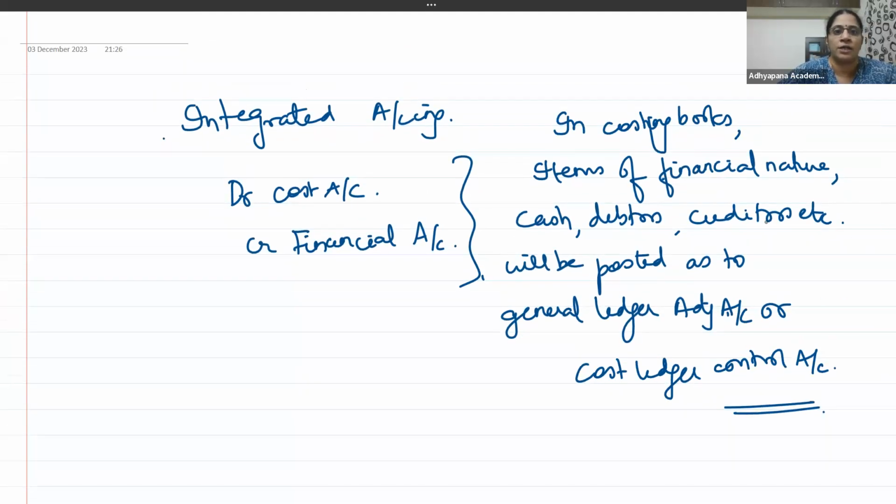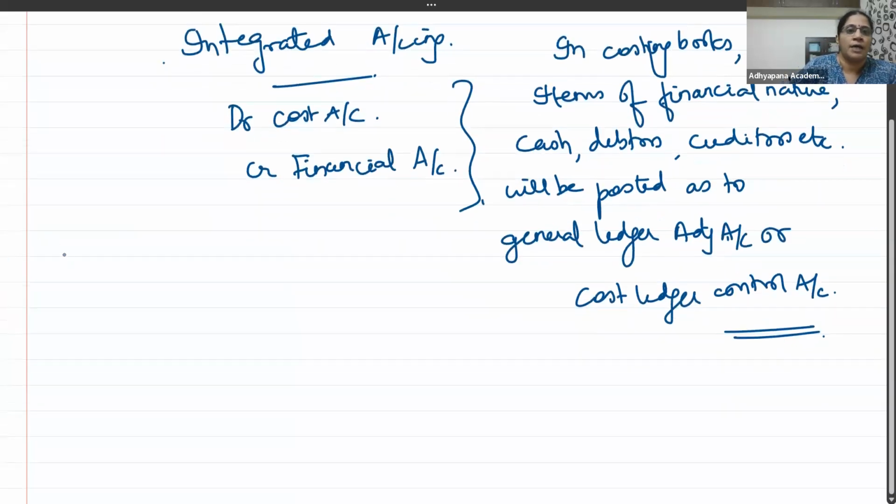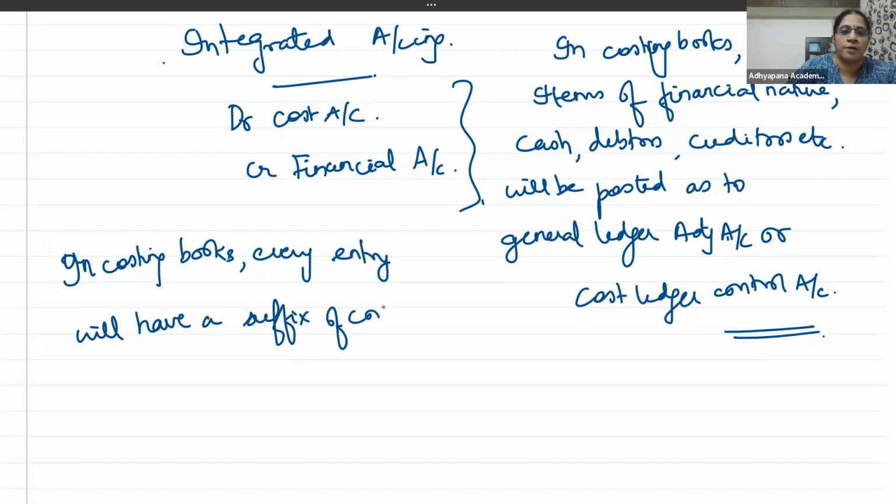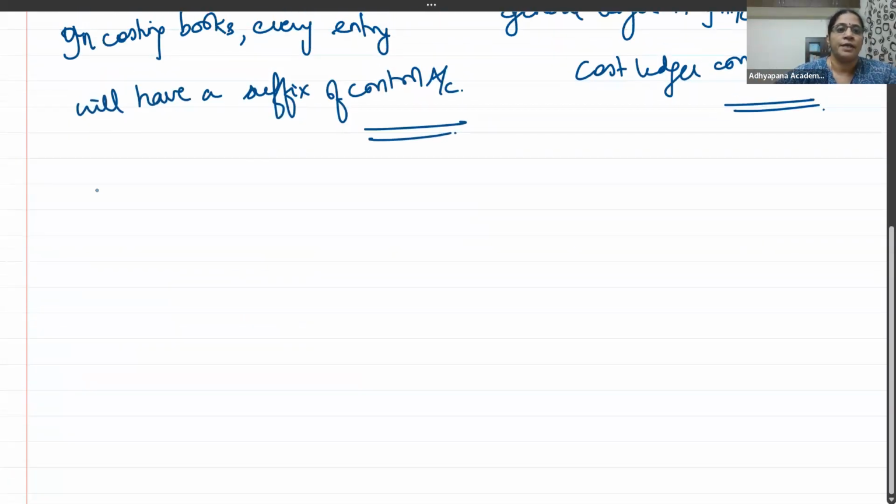Under integrated accounting, the journal entry will be posted as take the debit from cost accounts and the credit from financial accounts. And in costing books, every entry will have a suffix of control account, because you aim at controlling the cost. So it will be raw material control account, wages control account, WIP control account, and so on.